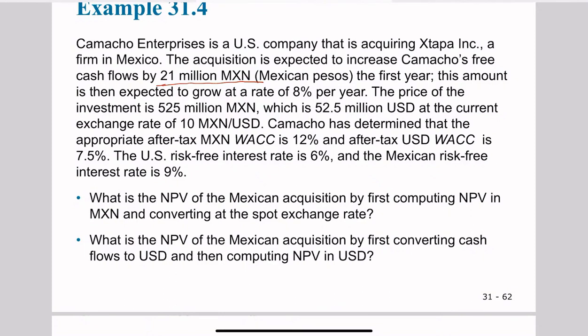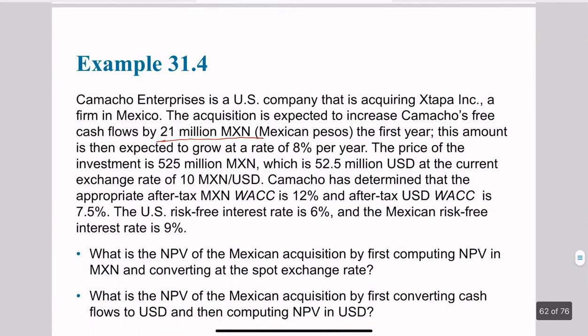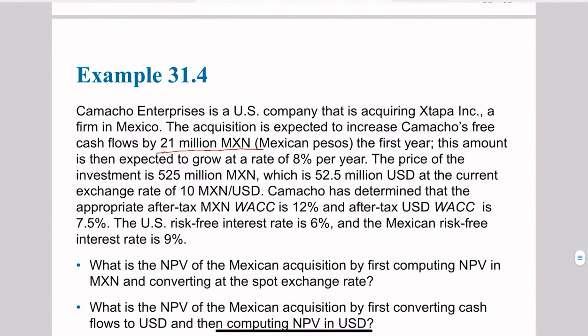By first computing NPV in Mexico and converting the NPV in Mexico at the spot exchange rate back to US dollars, right? This is essentially the method one we talked about in the last class when we value a foreign project. You could first calculate foreign NPV and then do the currency conversion at the spot exchange rate.